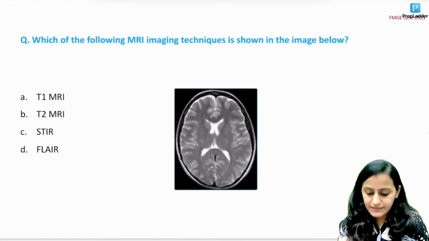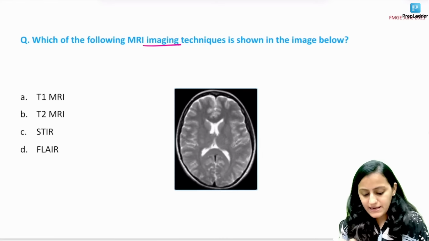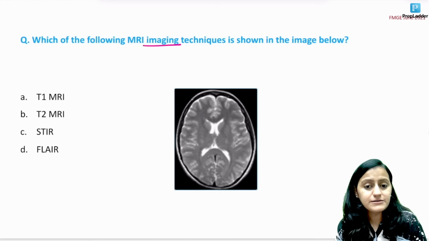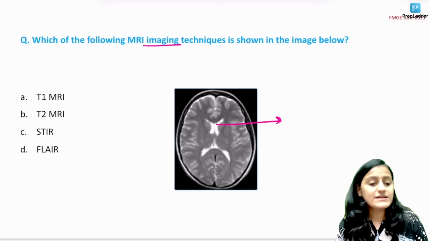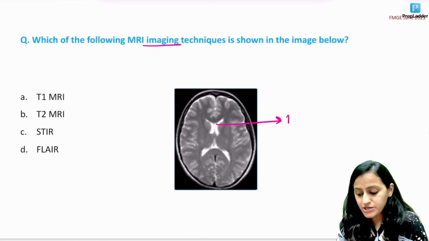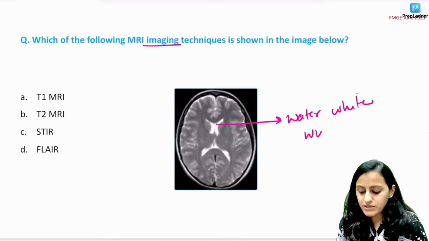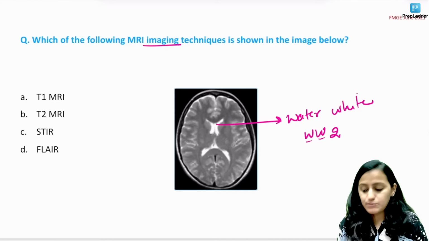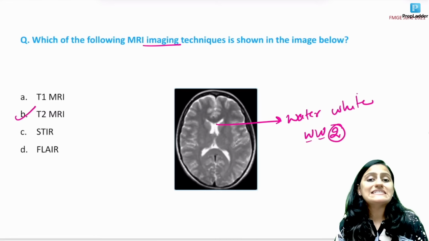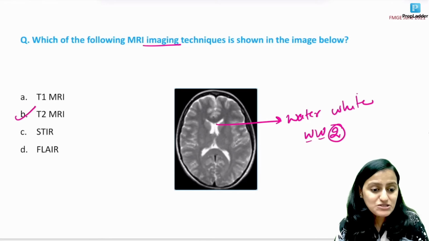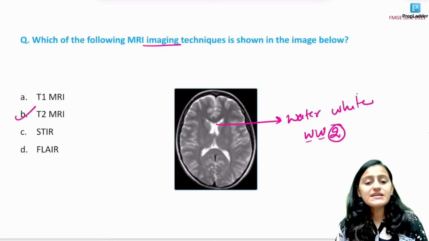Okay? Right. Going to next one, what MRI sequence is the one that you are seeing here? What is this? The CSF, the ventricle, the water. The water is white here. If the water is white, World War II, WW2, it's going to be T2 weighted MRI. This is not STIR. This is T2 weighted MRI.